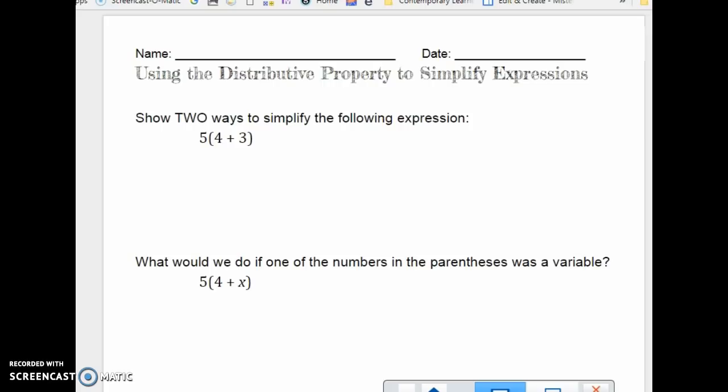For right now, make sure your name and the date are at the top of the paper. And then I'd like you to look down here. If they aren't there, just pause this and then you can write your name and the date.